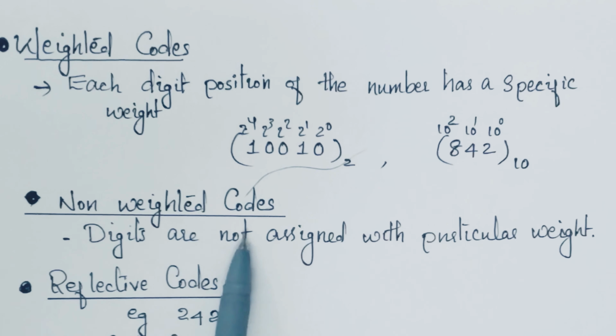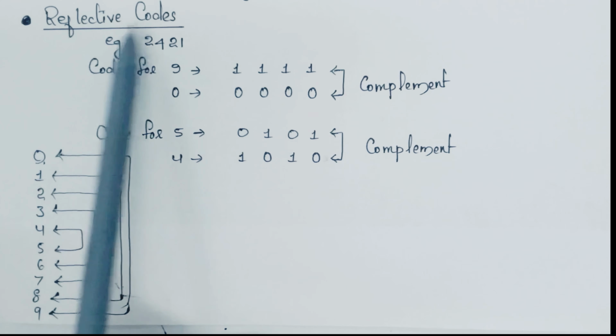Next is non-weighted code. Whereas in non-weighted code, there is no particular weight assigned for a digit. Examples are XS3, gray and 5-bit BCD. So next is reflective codes.